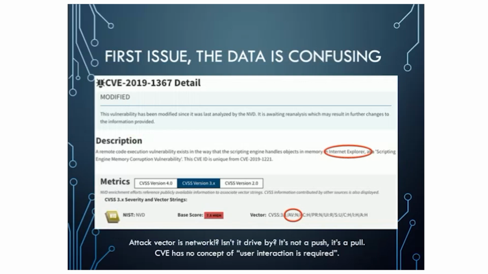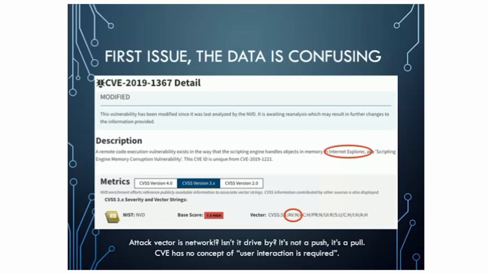The first issue is that the data is just confusing. In this case, there's an Internet Explorer exploit, and it's marked as an attack vector of network. I realize technically that is true. You have to be on the network to be able to attack it, but really that is true of almost every vulnerability. I mean, there's some where you have to be physically there in person or something. But to me, there really should be a caveat there.